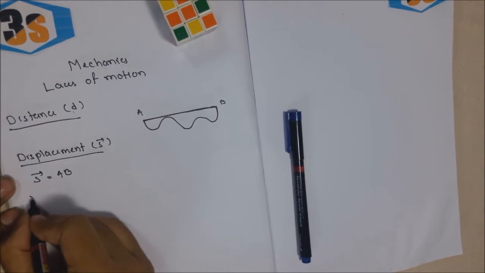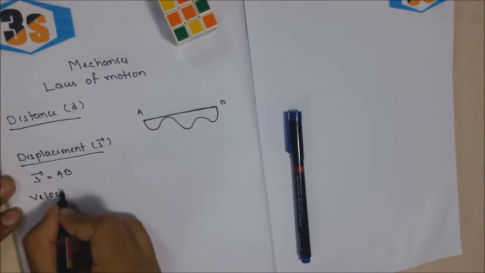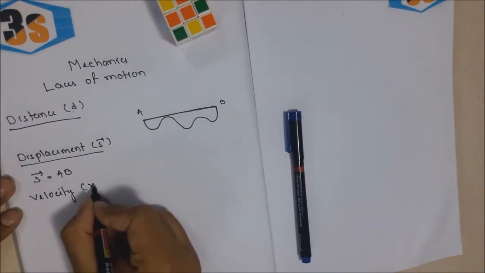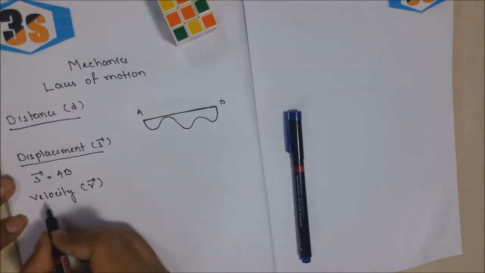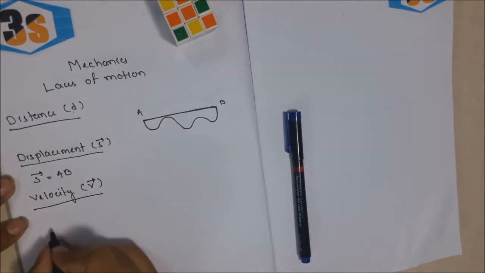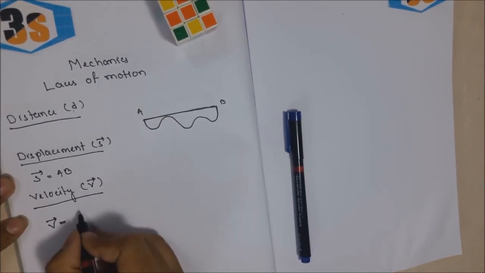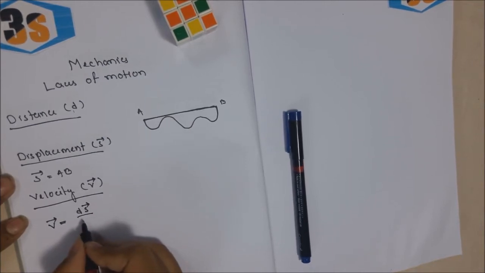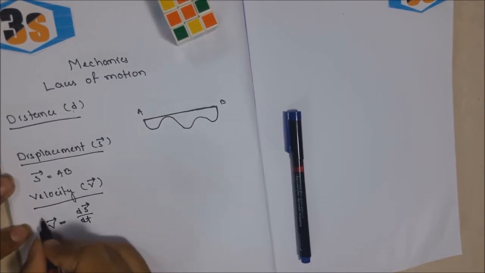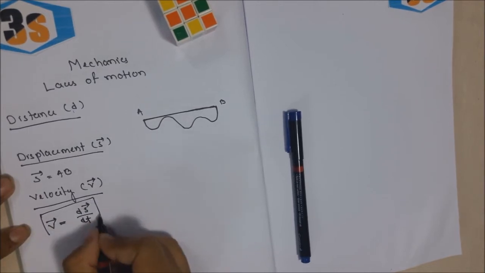The next thing is velocity. Velocity is denoted by V. It is also a vector quantity. Velocity is the rate of change of displacement with respect to time. So you can write V is equal to the derivative of displacement S with respect to time. So V is equal to ds by dt.